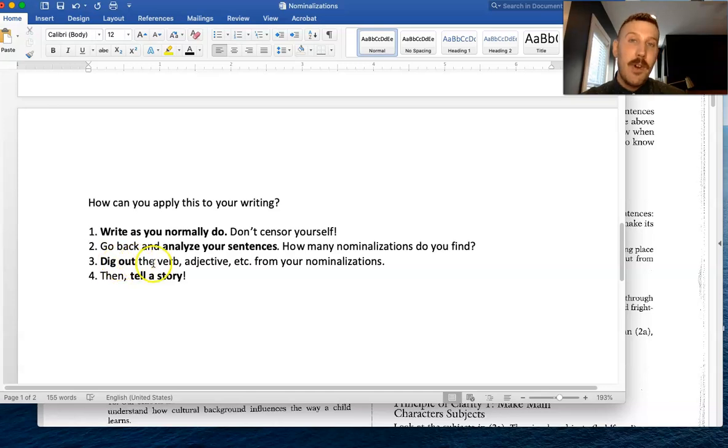So once you dig out the verb or the adjective, which tells you what's really going on in the sentence, then you can use that information to revise your sentence so it tells a story. So it's no longer kind of trapped in the stasis of nominalization, but is in fact telling a story with clear characters and actions. Okay, so your task now is to try this out yourself. Choose some sentences in your own draft where you see nominalizations at work and revise them and post them to this week's discussion board.